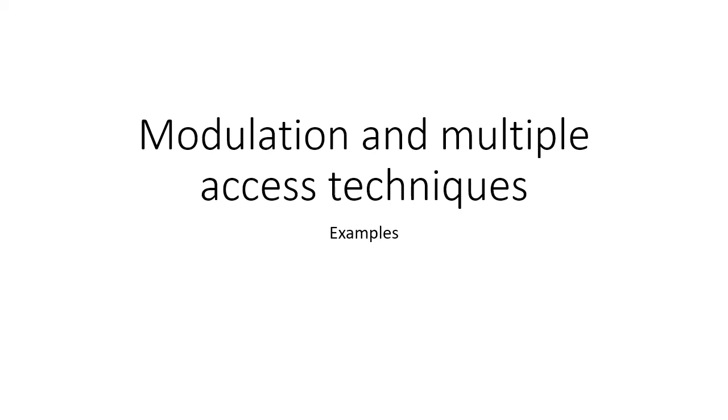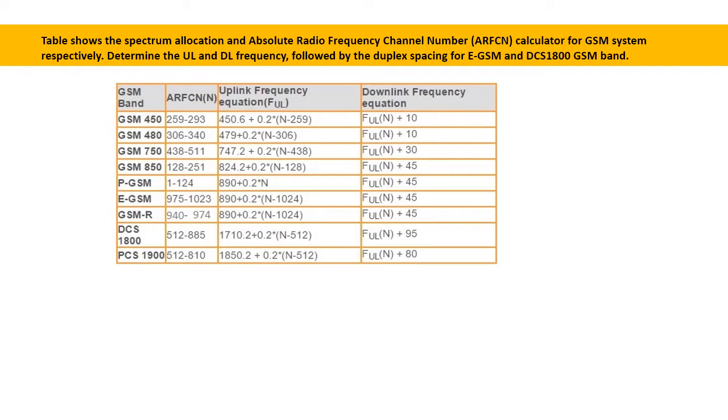Today we will have a look at an example for modulation and multiple access techniques. For this example, the table below shows the spectrum allocation and absolute radio frequency channel number (ARFCN) calculator for the GSM system. What we need to do is to determine the uplink and downlink frequency, followed by the duplex spacing, for two GSM bands, which are eGSM and DCS 1800.